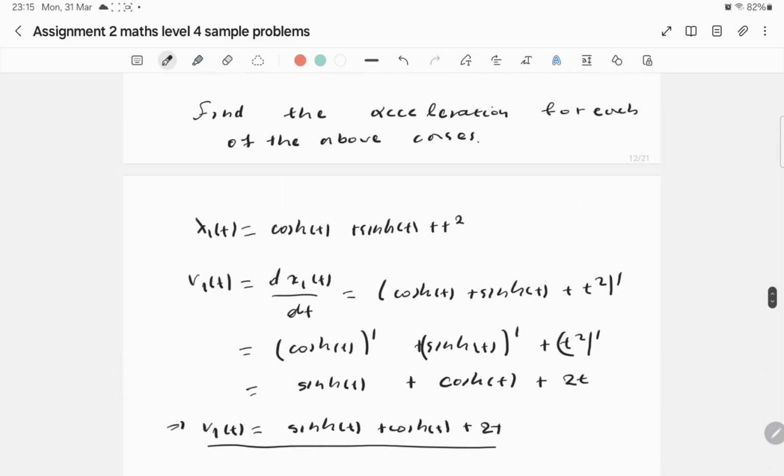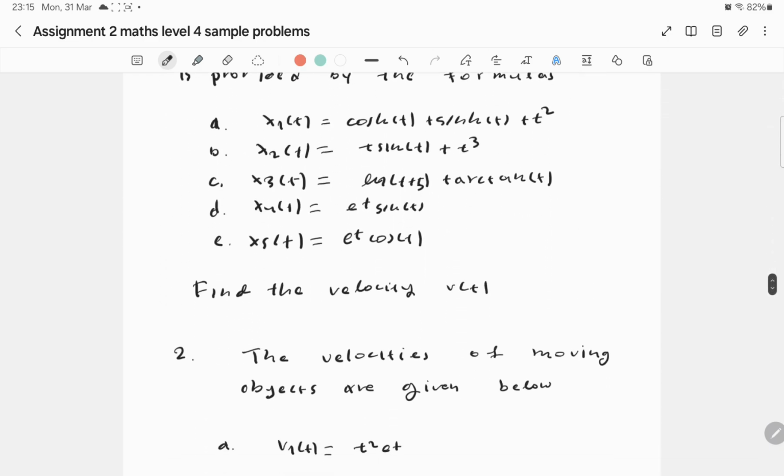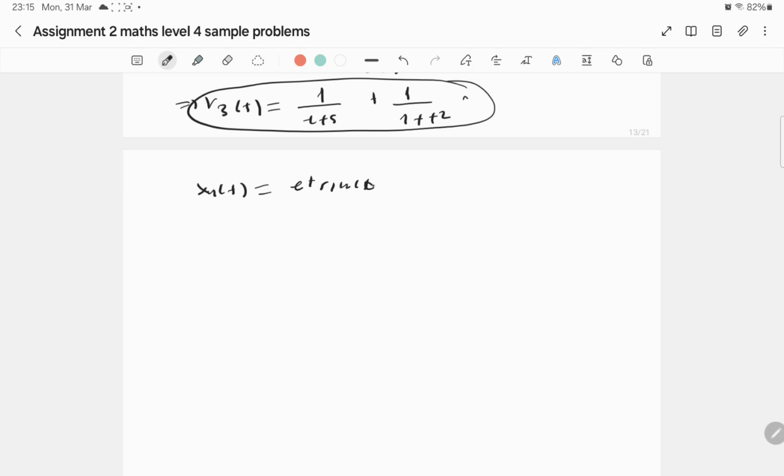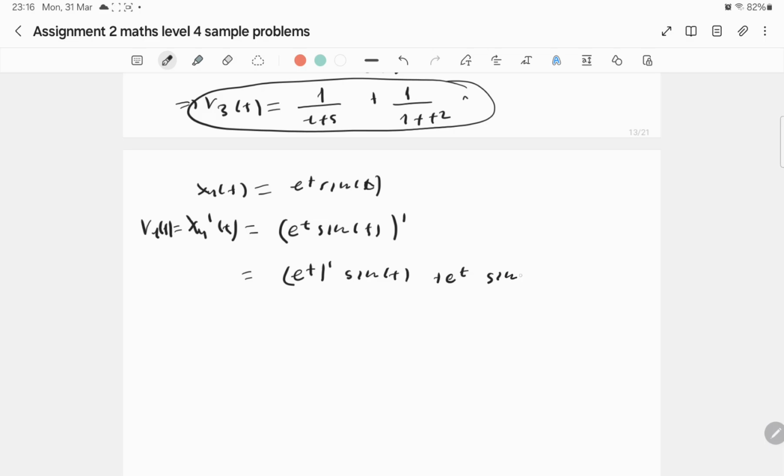x4 of t is the exponential to the power of t sine t. So the velocity v4 is the derivative of the position with respect to time, the derivative of e to the power of t sine t. So that's the derivative of e to the power of t, times sine t, plus e to the power of t times the derivative of sine t. The derivative of e to the power of t is e to the power of t, plus e to the power of t cos t. So v4 of t is e to the power of t, I take it as a common factor, times sine t plus cos t.